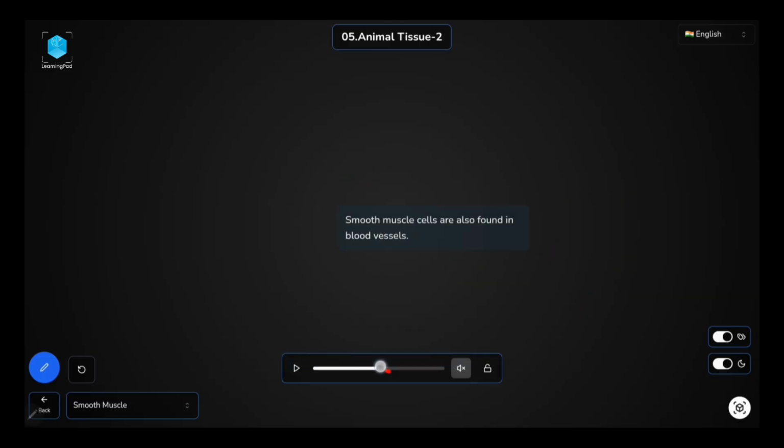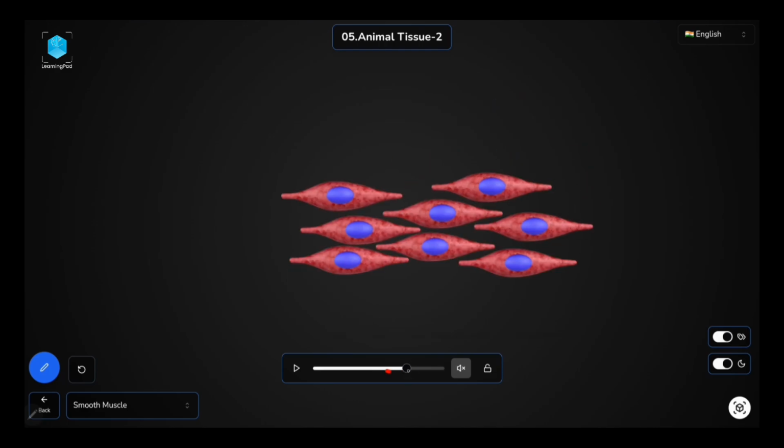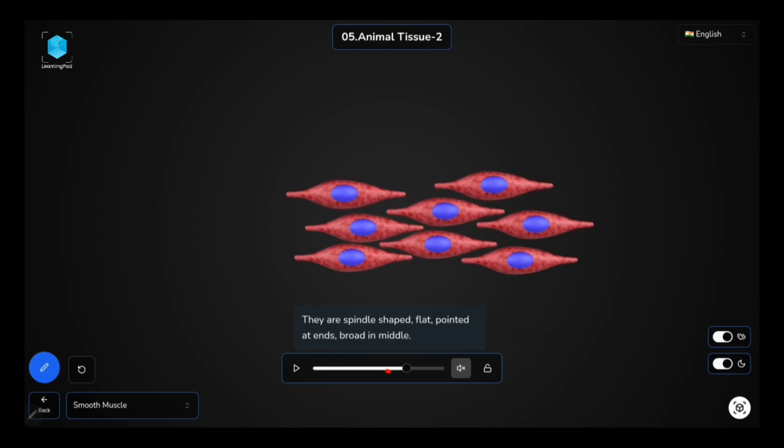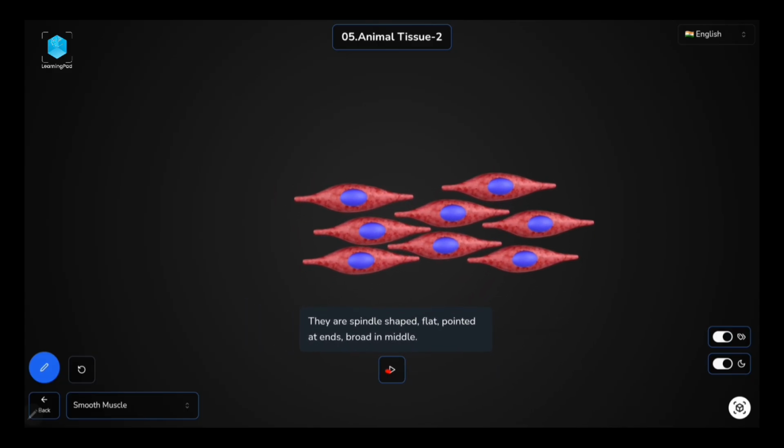If you study smooth muscles in a blood vessel, this is the picture of a blood vessel. In blood vessels you can see the smooth muscles. This is the structure of smooth muscles. They are spindle shaped and flat at the ends. You can see they are flat at the ends, and broad in the center, and having only one nucleus.